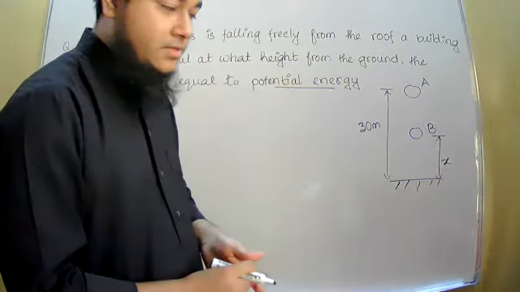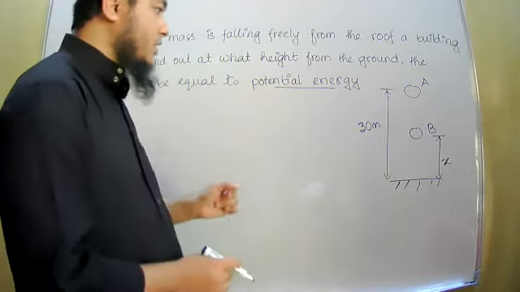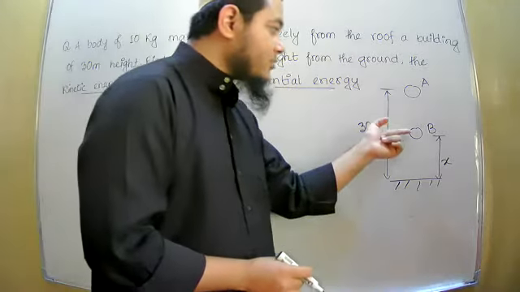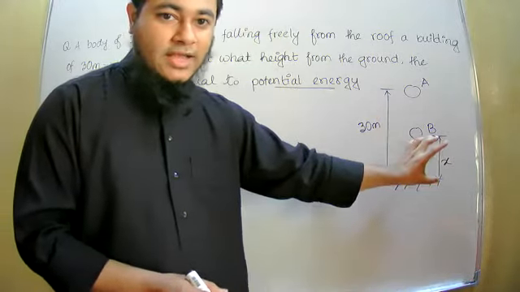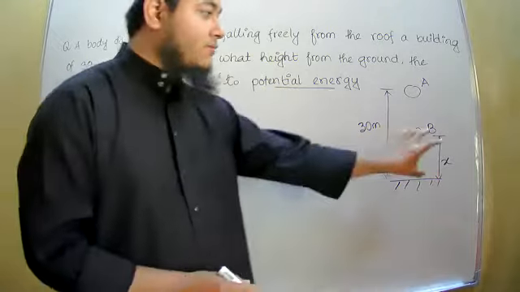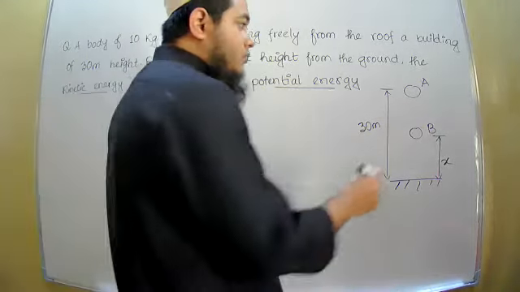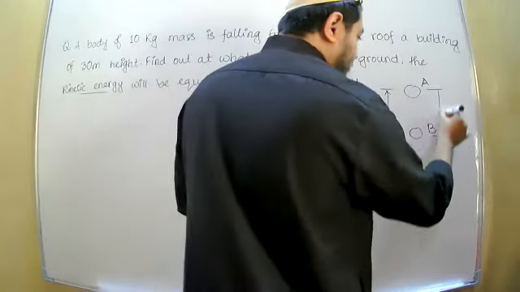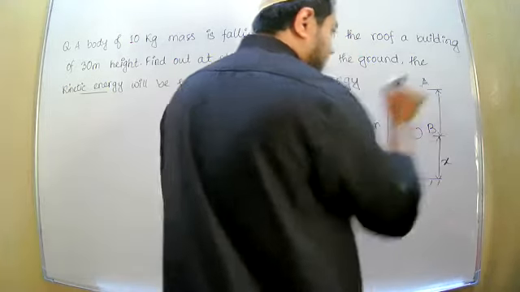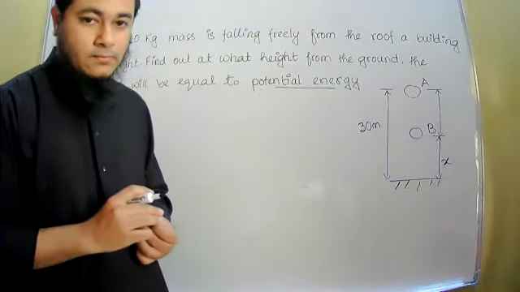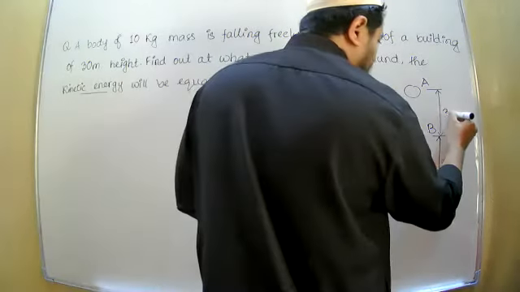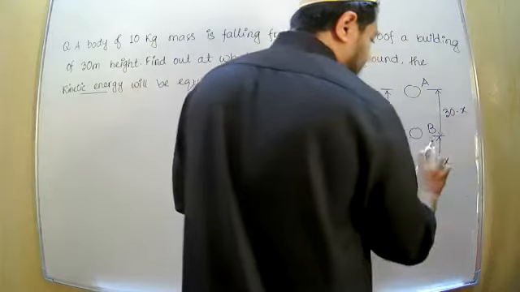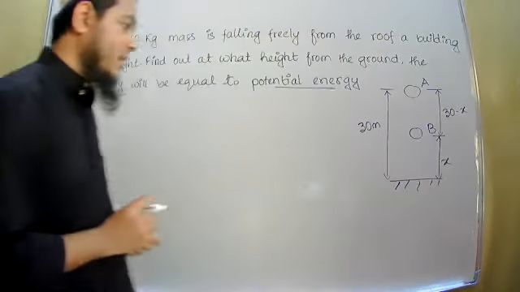They have asked us to find out at what height from the ground the kinetic energy will be equal to the potential energy. We have considered at point B the kinetic energy will be equal to the potential energy, and we have considered the height from the ground is x. We have to find the value of x. Now, can anyone tell me what will be this distance? 30 minus x. Very good, 30 minus x. The total is 30 and this height is x, so it will be 30 minus x.